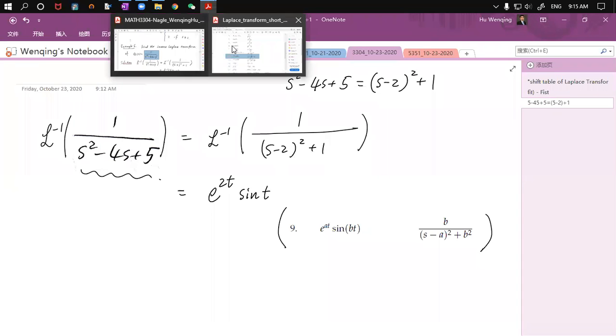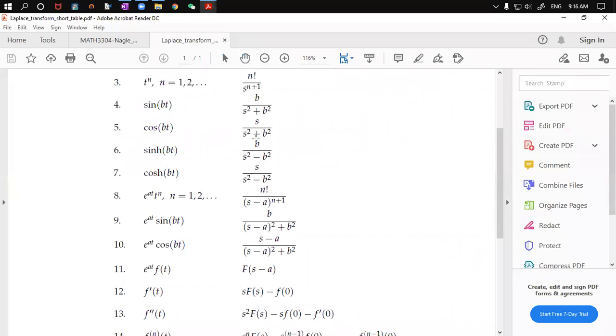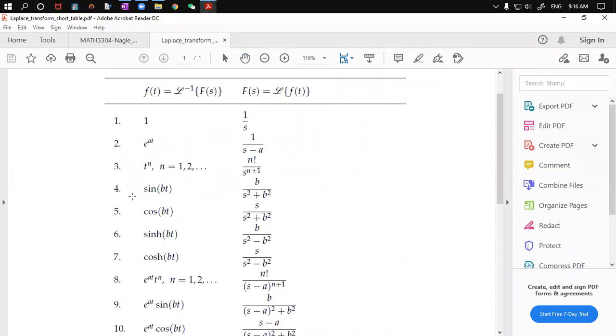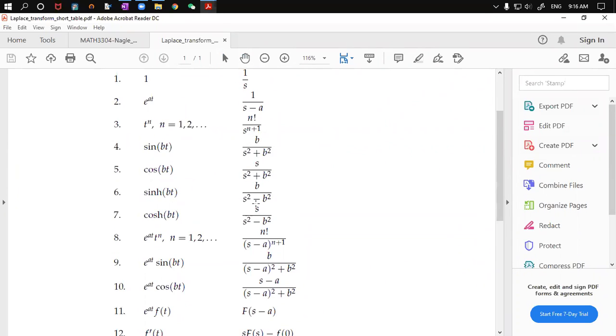Well, the alternative solution is going to say that let's look at this one. So number 4 and number 5. What's the difference between 4 and 5 as well as 9 and 10? It's easy to see that on number 4, if you just let this capital F of s be equal to b over s squared plus b squared, then on number 9, you're just having the capital F of s minus a.